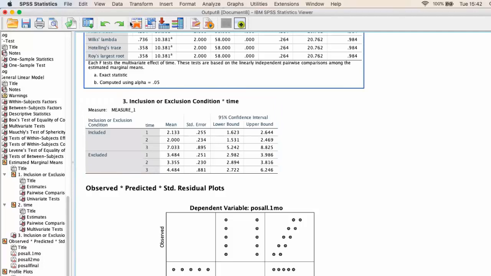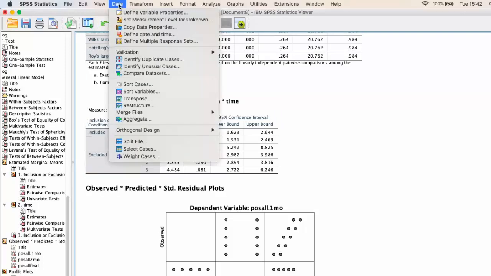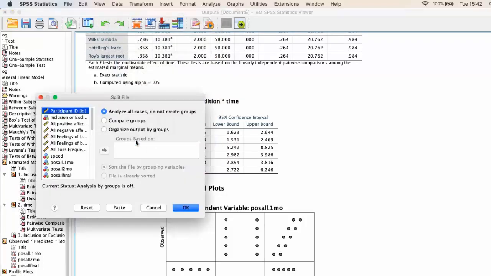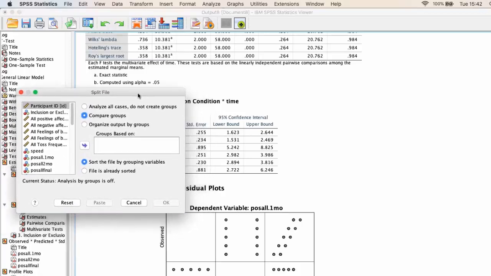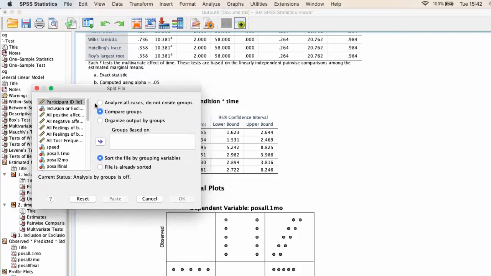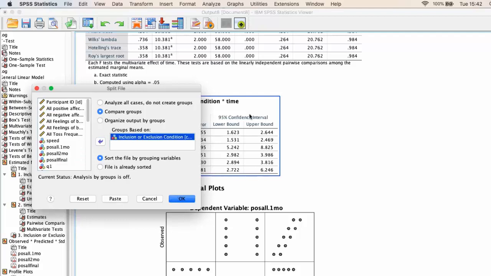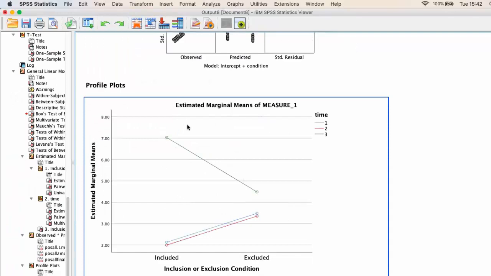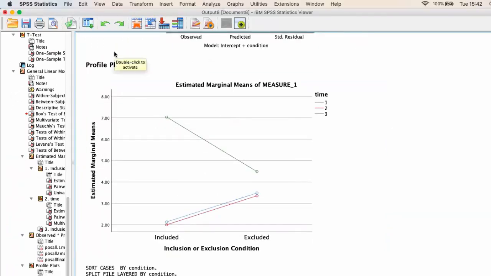For split file, all you have to do is go to data, split file, make sure to click compare means. And if we believe there is a simple effect due to the time condition, we would then plug in the other one. So inclusion or exclusion in this case. So we can see across time what's going on. So then you hit OK. And then you run the analysis.